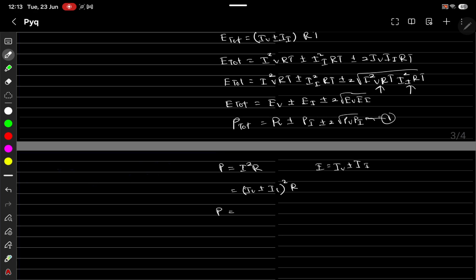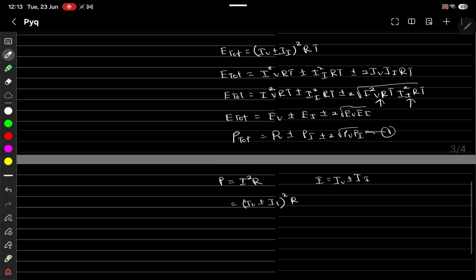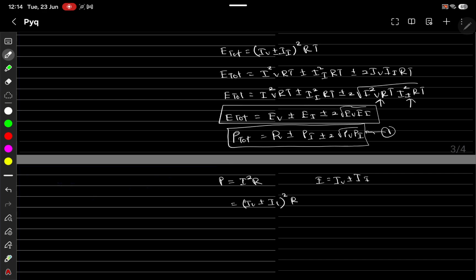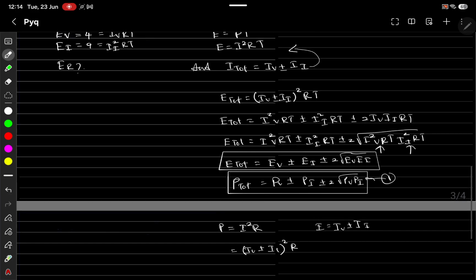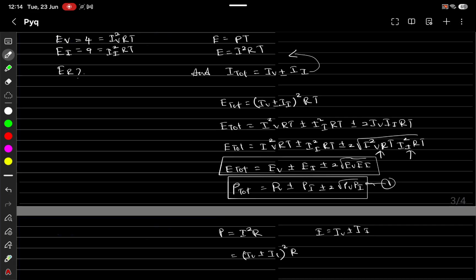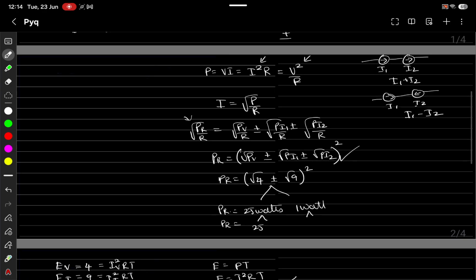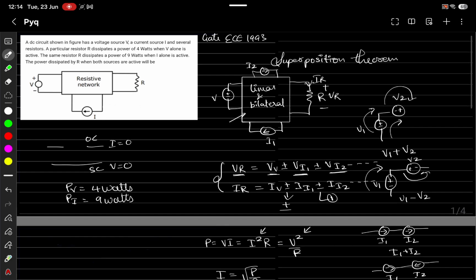You will get this result. I'm not going to expand it, it is taking more time. So you will get this result. These are the direct formulas. If you can remember, you can remember, or you can derive it in an exam. Derive it in the exam, because there are so many things you need to remember from all the subjects.